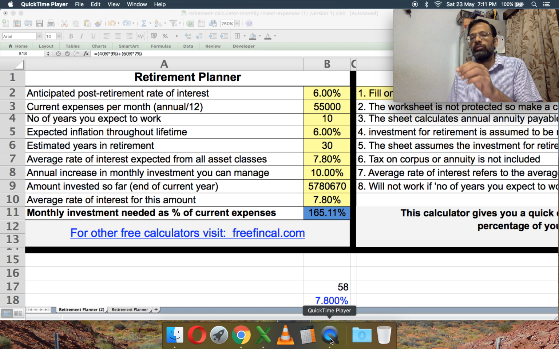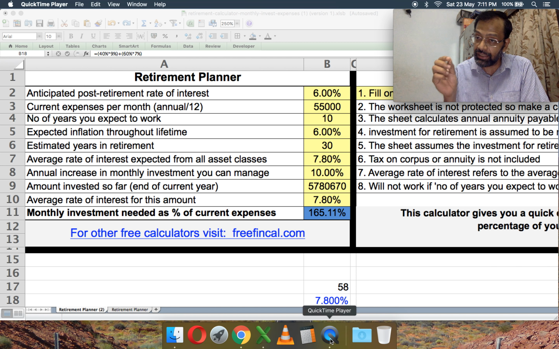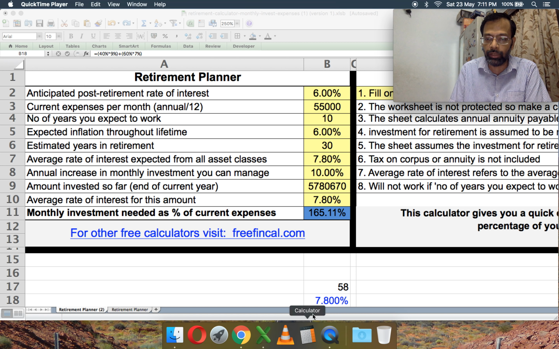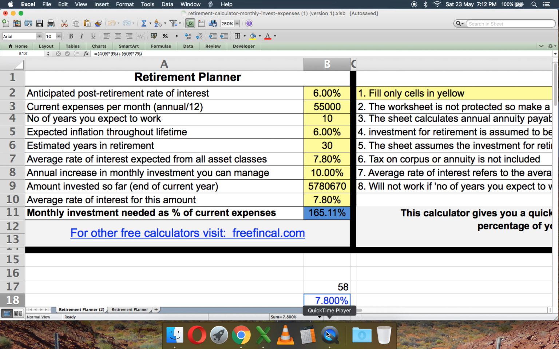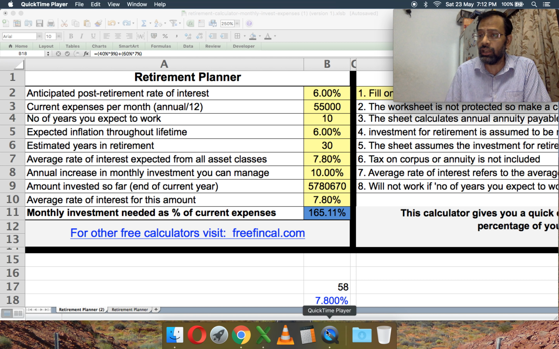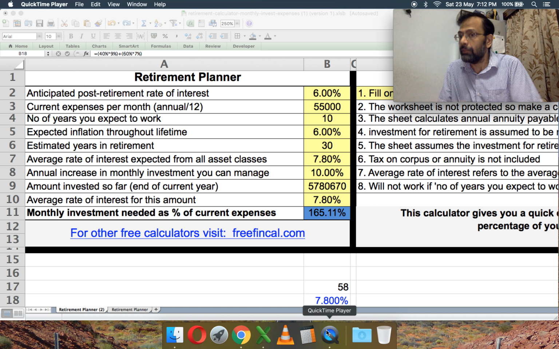He assumes inflation to be 6%. He still has 30 years of life after retirement. Now he assumes only 7.8% from his portfolio, because of his 40% allocation to equity, where he assumes only 9% post-tax return, and 60% to debt, where he assumes only 7% tax-free return from fixed income. So that becomes 7.8%.